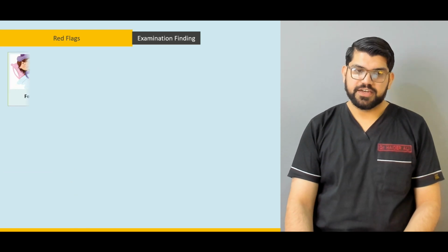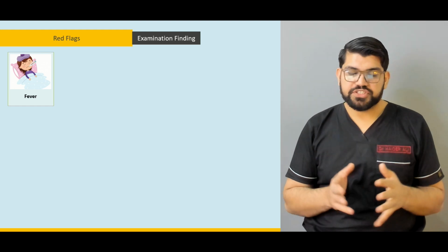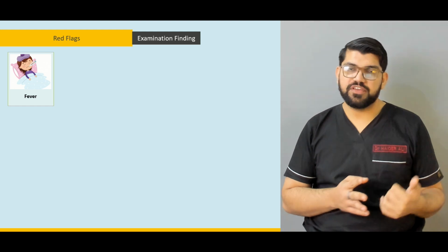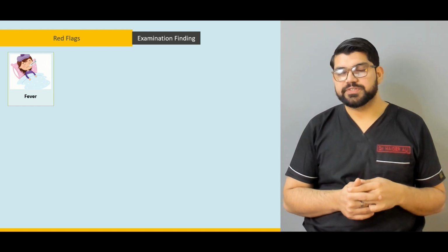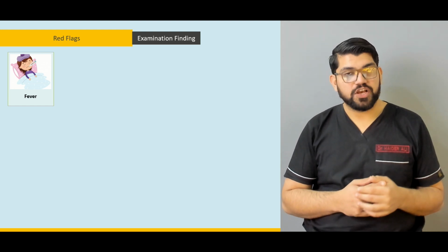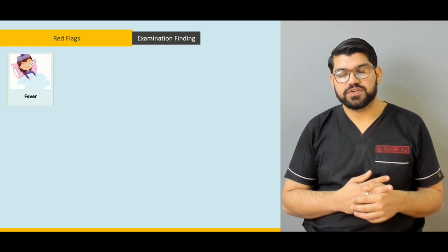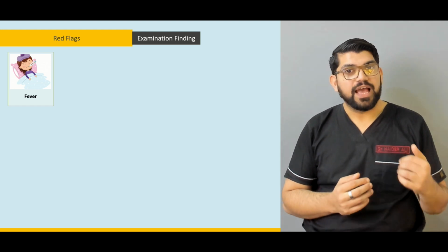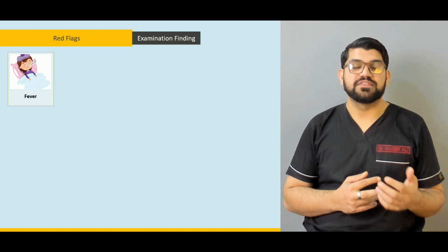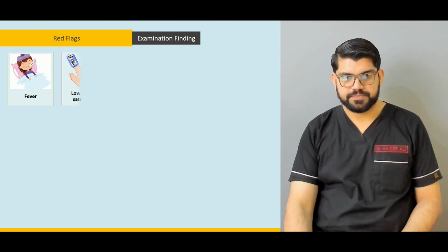So, examination findings. Fever. A patient with acute onset of shortness of breath with a history of fever: think of respiratory tract infection. Upper respiratory tract infection can be a cause of shortness of breath. Pneumonia at times can present with shortness of breath. A bacterial infection superadded on a viral infection can present with high-grade fever and shortness of breath.